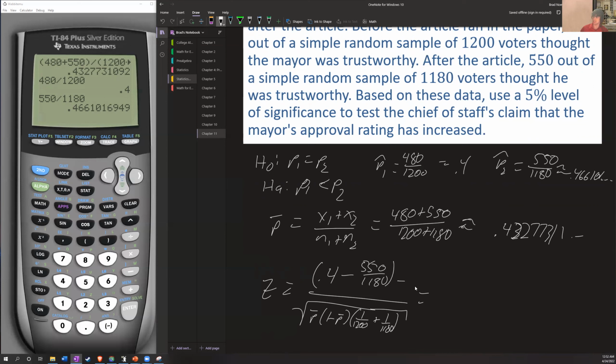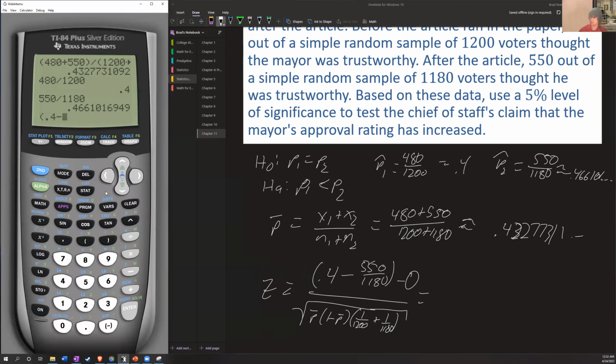Oh, and note, I do need to subtract the assumed difference between P1 and P2. However, we assume that it is going to be 0 because we assume that they're equal. You should include it, but that's why I decided not to.